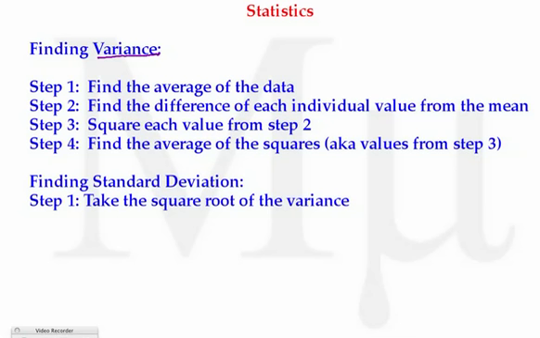So what you want to do first when you're finding the variance for a set of numbers is find the average of the data. So you're just adding all of your numbers together, dividing by how many there are. After you've done that, you want to find the difference of each individual value from the mean. So essentially we're looking at how far from the average is each value. If the average is 4 and your first value is 1, the difference would be 3. It's 3 away. After you've done that for all of your values, you want to square each value from step 2 and then find the average. So you're taking the average again from step 3.